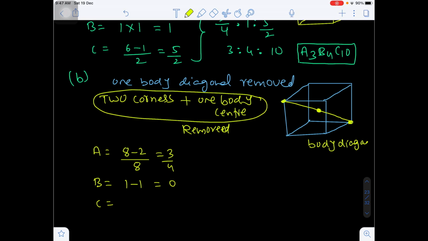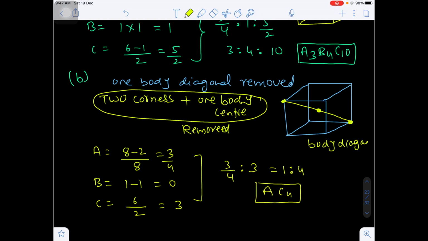Now what about the particles present at the face center? At the face center there is no destruction. All the face center atoms will be located as usual. So 6 into 1 by 2 will be 3. Now here the ratio will be 3 by 4 particles of A and 3 particles of C, so that will be equal to 1 is to 4. That means A1 and C4. Here the number of particles B will be absent because the only one particle, at the body center, is removed along the body diagonal. So you only have A particles and C particles.